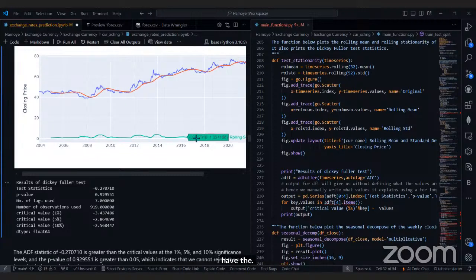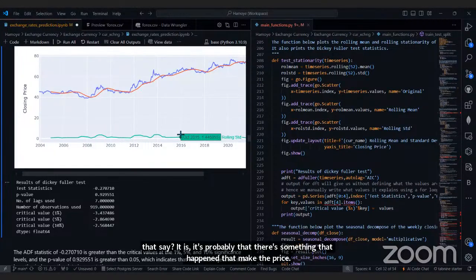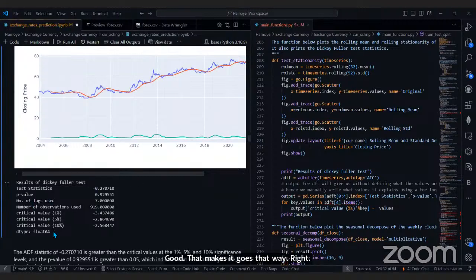So all these minor spikes, I think it's volatility they usually call it. We have it in 2.8, we have it around 2.13, 2.18. But it's not that visible. Most times when it is high, it's probably that something happened that made the price go that way, right? Let's look at this Dickey-Fuller test, because this is actually where our interest lies more.